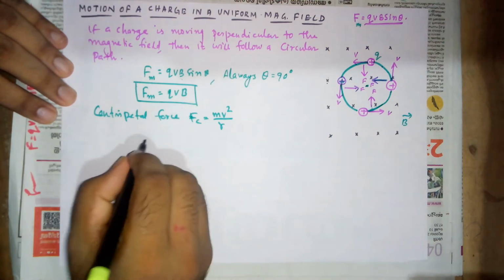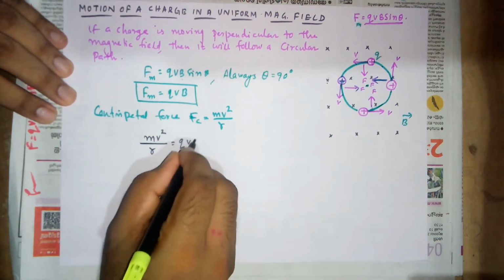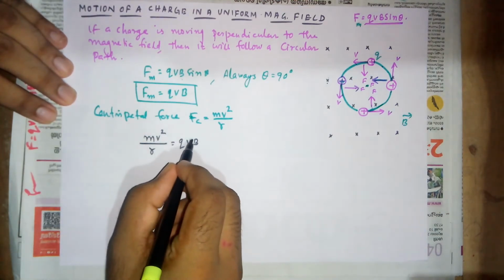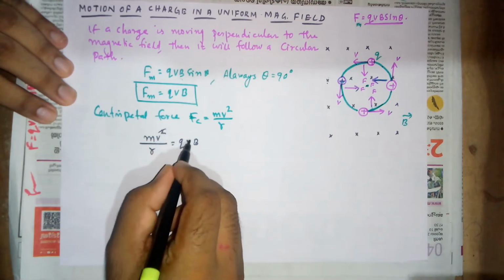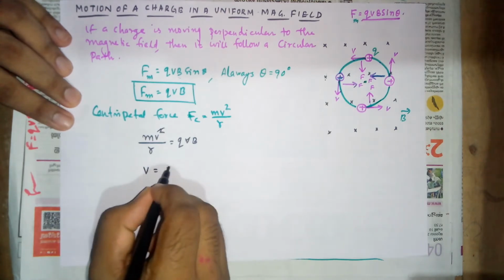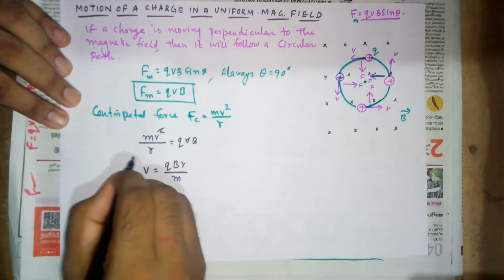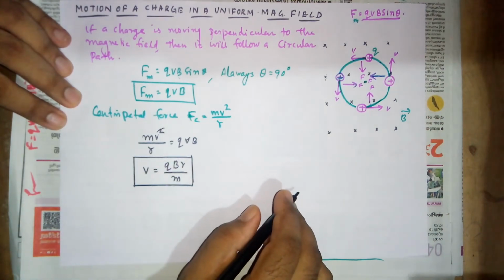So I can write it like this: mv square divided by r is equal to qvb. And from this I can write an expression for velocity. If you cut one v from both sides, then what will the expression for v be? v will be qbr by m, right? So this is the expression for the velocity with which the charged particle is moving.